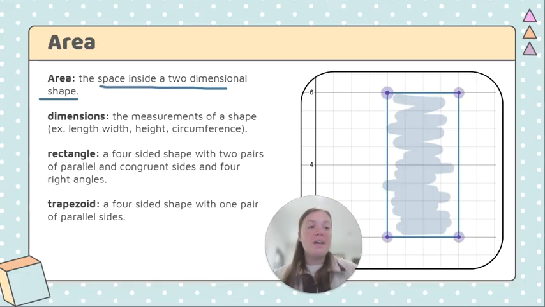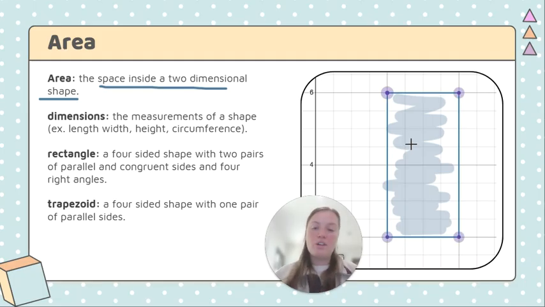Okay, dimensions. I've been saying dimensions a lot, but it's basically the measurements of a shape. We are working in two dimensions, so you're going to have two directions in which you are going to be measuring. In this case, we've got vertical and horizontal. Sometimes it's a bit of a slant, but basically we're not working in three dimensions.